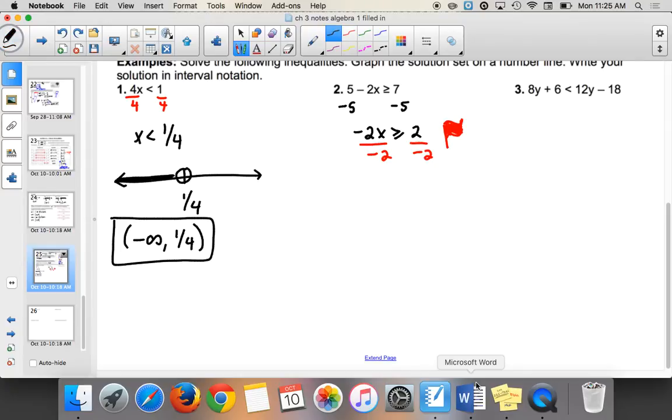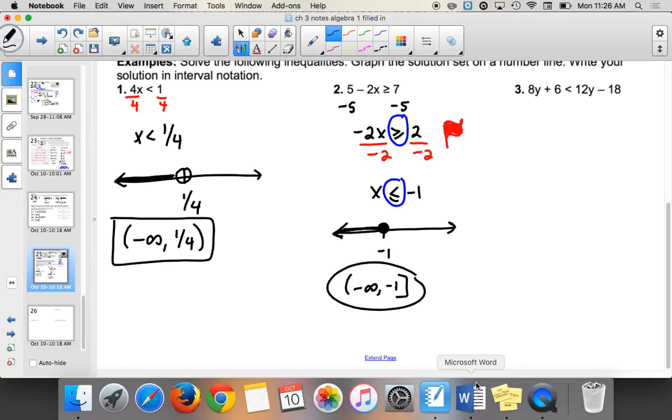So what do I have to do? When I solve, it's not x is greater than or equal to negative 1, it's x is less than or equal to negative 1. So you have to flip that sign. So x is less than or equal to negative 1. We have everything on the left of negative 1. Ryan, Will, you guys good? Got it? So our answer is going to be negative infinity to negative 1 bracket. Okay, that's our answer. Easy enough?